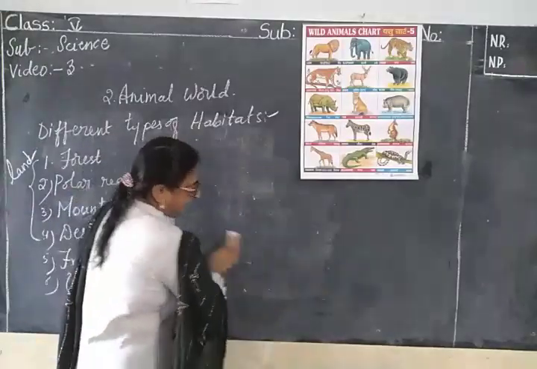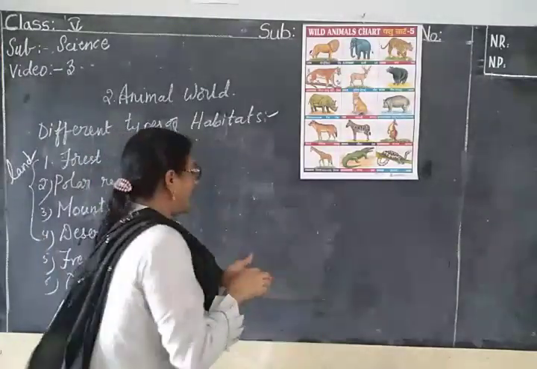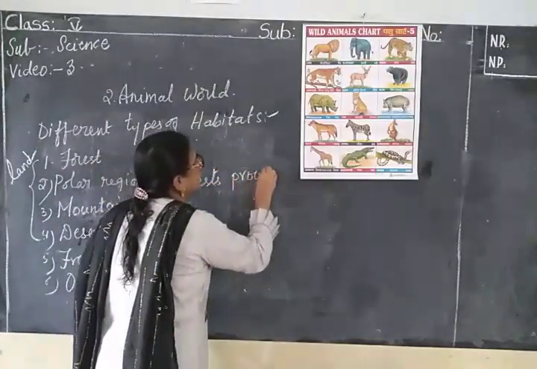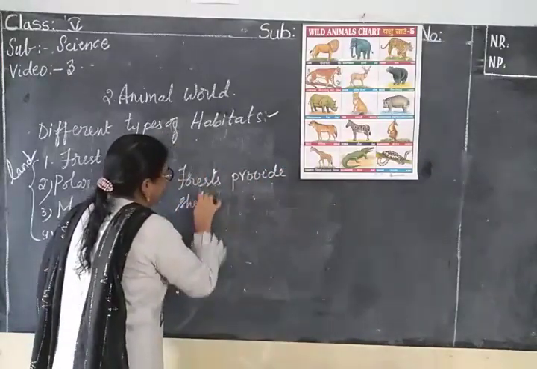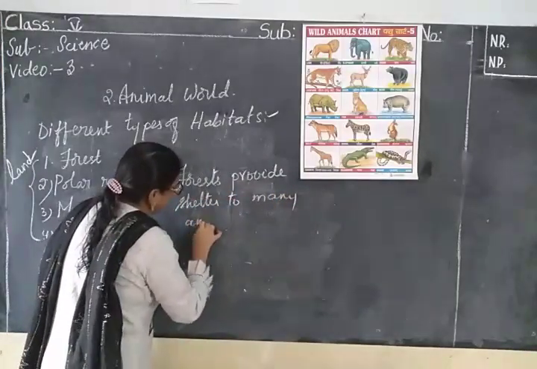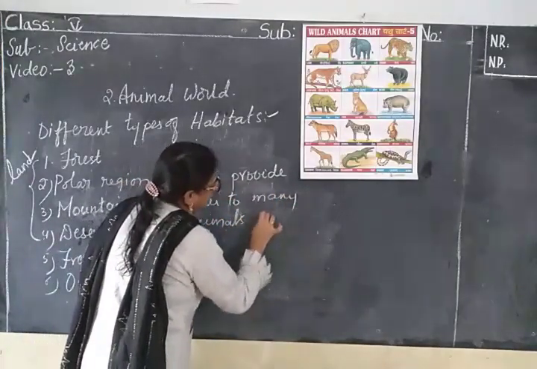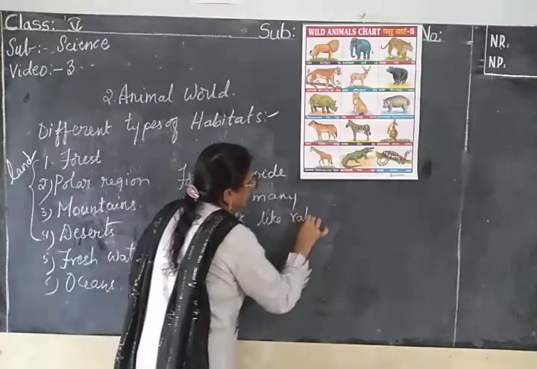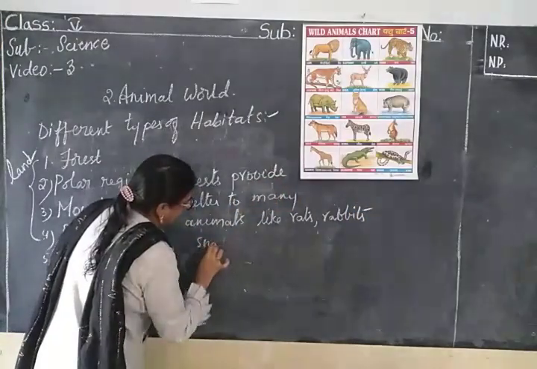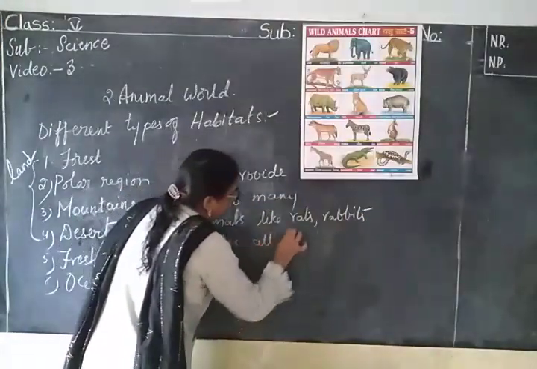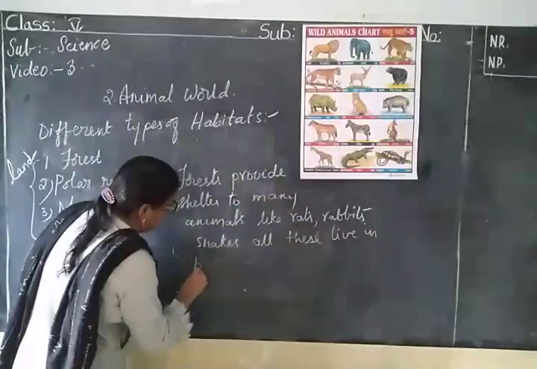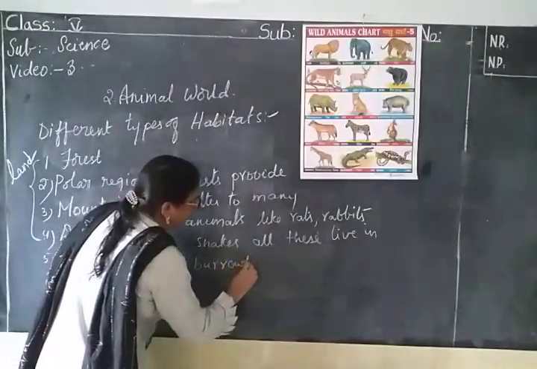So forest provide shelter to many animals, isn't it? Shelter to many animals. Like rats, rabbits, snakes. All these live in burrows in forest, using burrows, isn't it?